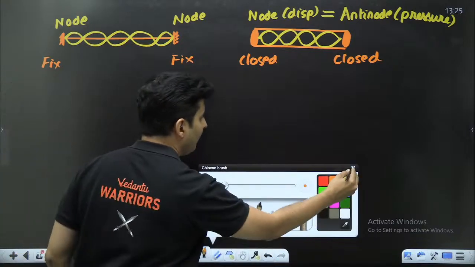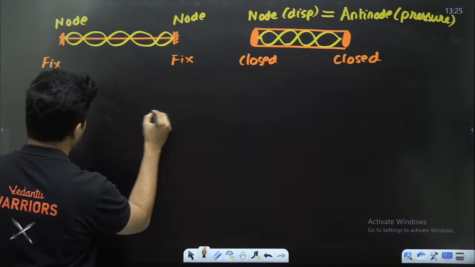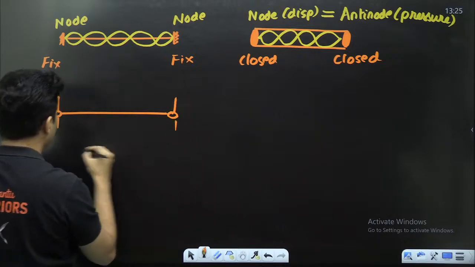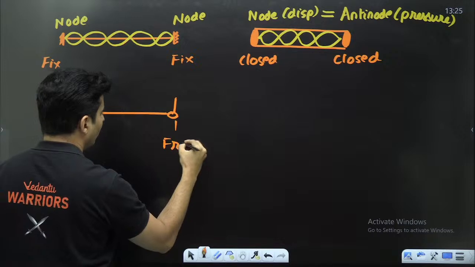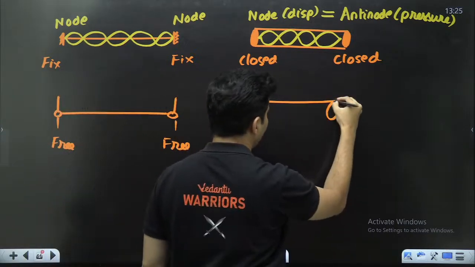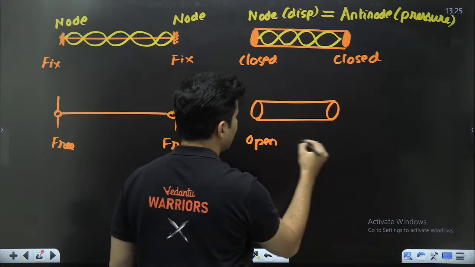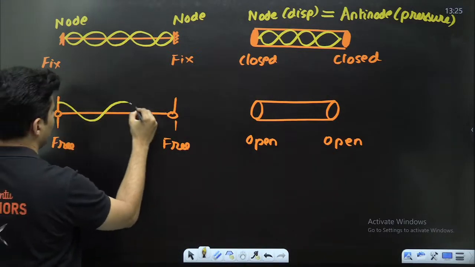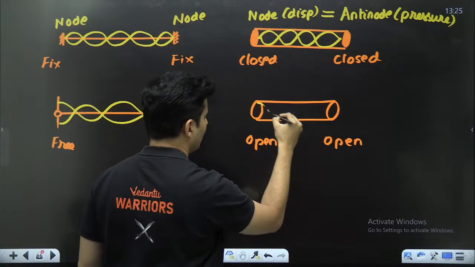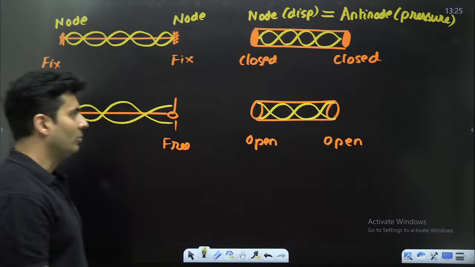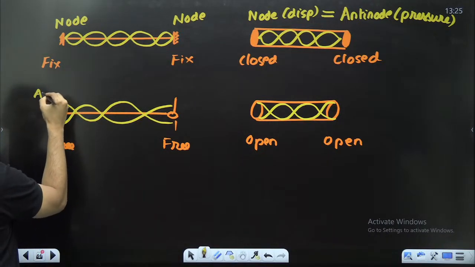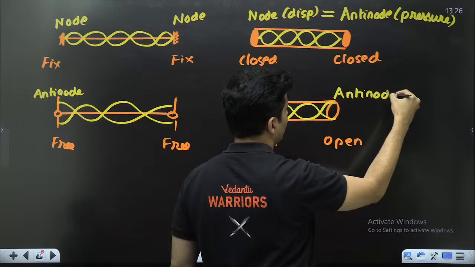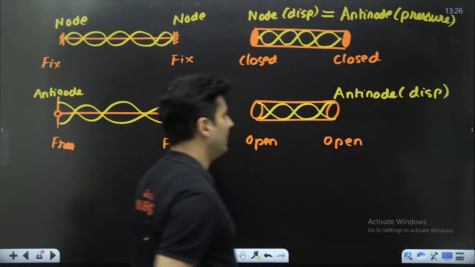Another type of variation that you can have for creating standing waves is a string which is free on both sides. A string which is free on both sides is also as good as saying a pipe which is open on both sides, or basically just a simple open pipe. You will see antinodes will be generated on both sides. Here also you will see antinodes generated on both sides. So this will have an antinode. Same thing over here. At the ends you will have antinodes. Needless to say, these are displacement antinodes.